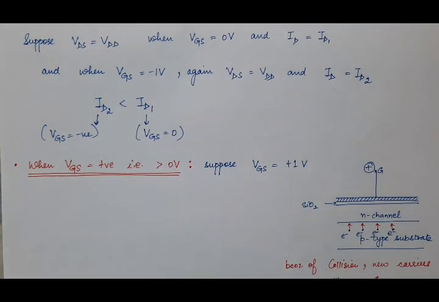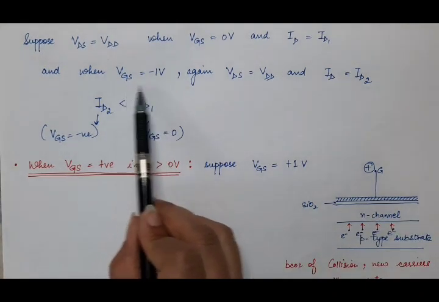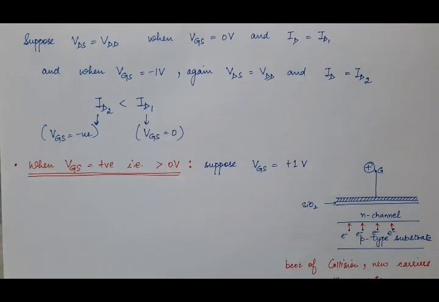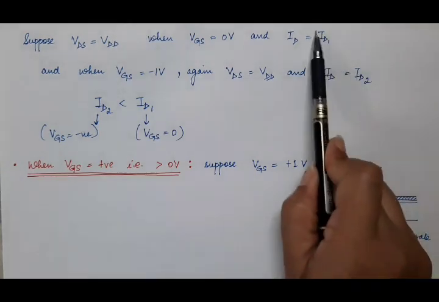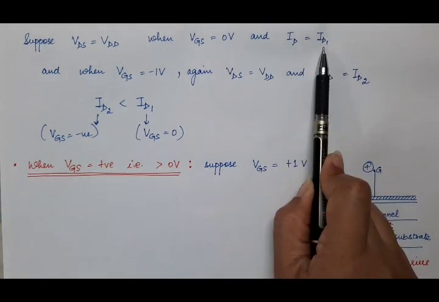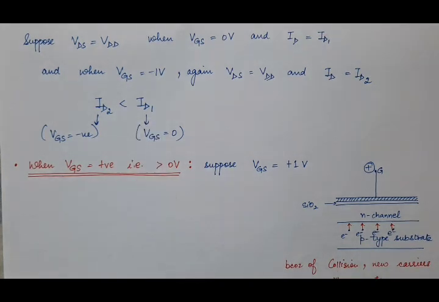And as the number of charge carriers in the channel has decreased in case of negative biasing of the gate terminal, the drain current in this case will be smaller than the drain current in case of VGS 0 volts. So this ID2 will be smaller than ID1.